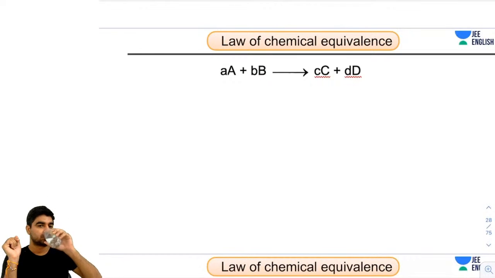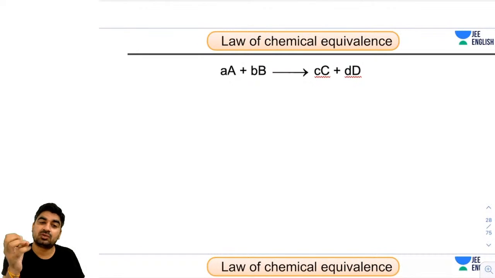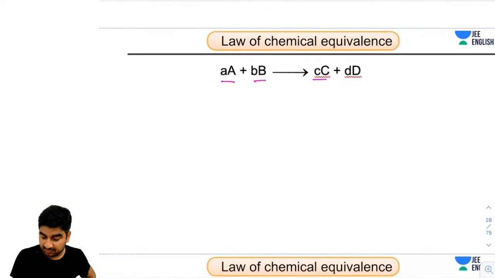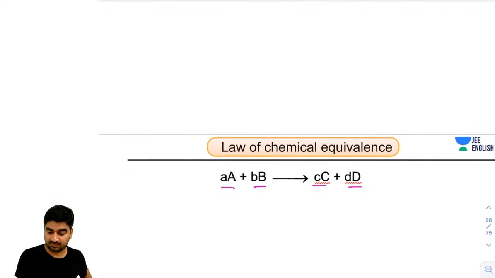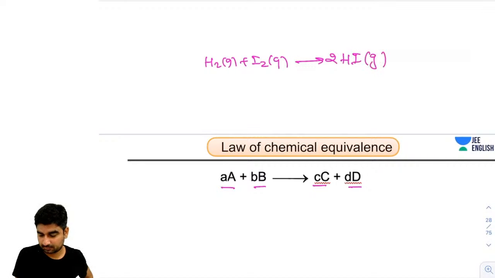Actually, it is very important. Why is it important? Because if you know the law of chemical equivalence, then you don't have to balance a chemical reaction completely. You can find out the amount of product without balancing the reaction completely. So today I will be teaching you the law of chemical equivalence. So what is the law of chemical equivalence? Suppose this reaction is taking place. Guys, how will you read this chemical reaction? How will you read it? When I write it this way, how do I read it?